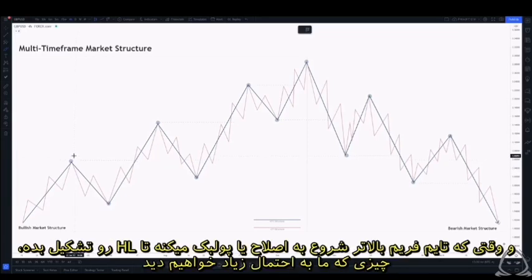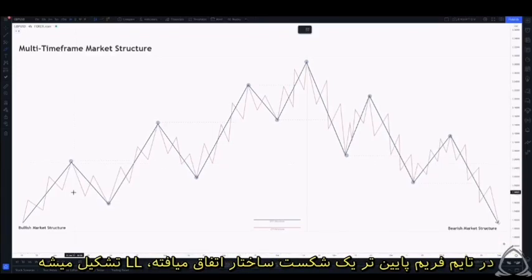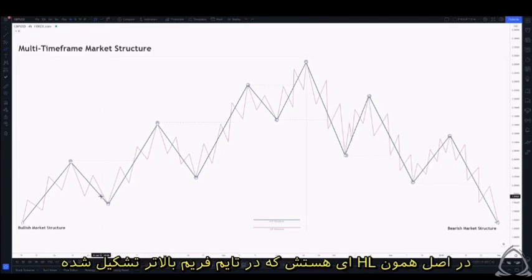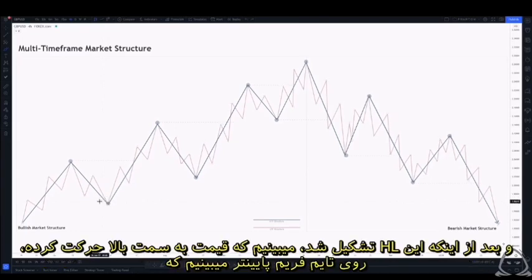We create that highest high on the daily time frame, our higher time frame. And then when the higher time frame is starting to pull back or retrace to put in its higher low, what we would be seeing more than likely on a lower time frame is a break of structure, creating a lower low, a lower high, and then a lower low. This lower low that forms on the lower time frames is in essence the higher low that's formed on the higher time frame.